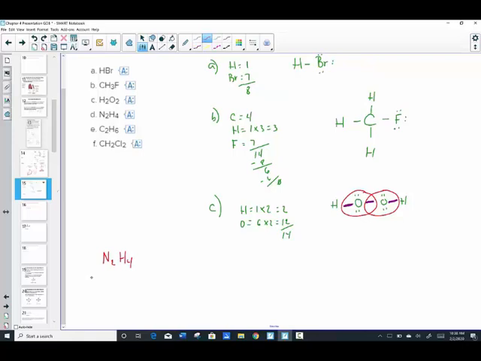Nitrogen lives in group 5A, so we know it's going to contribute 5 dots for a total of 10. Hydrogen with its 1 valence electron, contributing a total of 4. We get 14 dots. We know that the nitrogens need to connect to each other because hydrogens cannot have more than 1 bond. So just by connecting them together, we've used 2 dots.